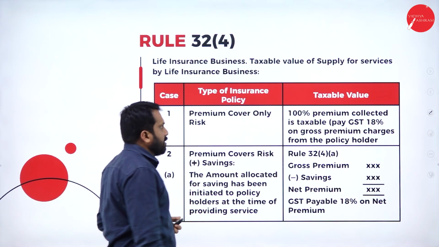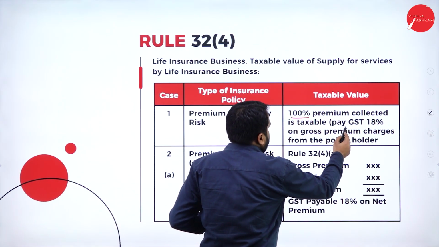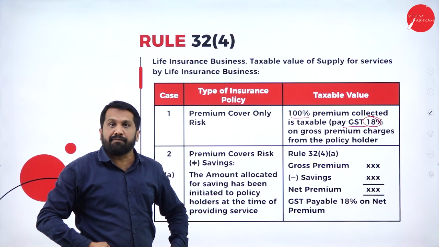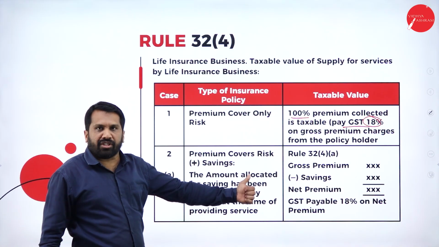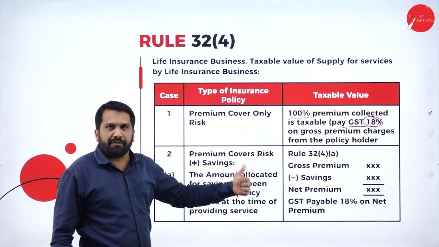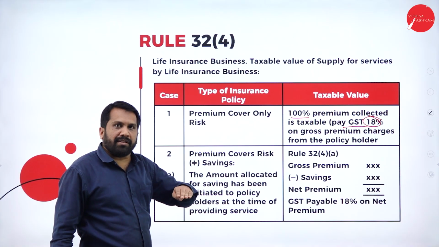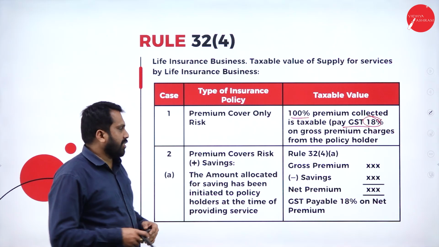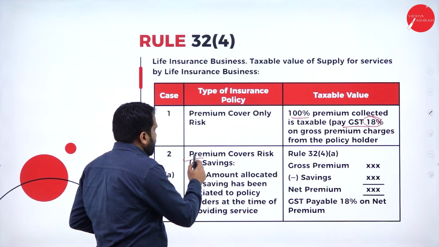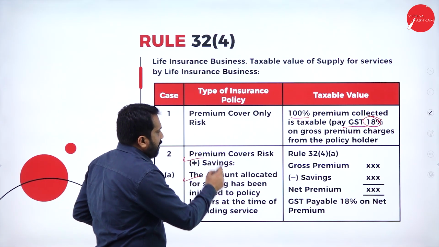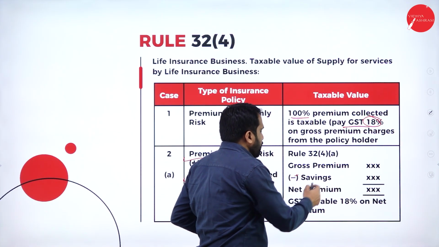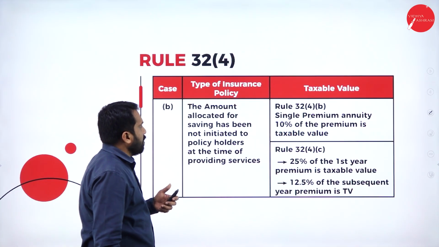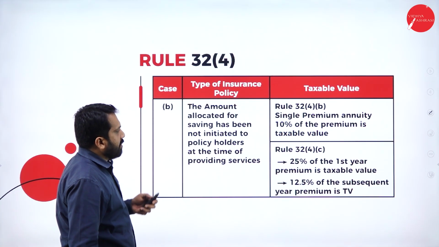Under insurance services, 100% premium collected, pay GST 18%. Now in 2025 they have removed all the GST on insurance, your life insurance and a few insurance for certain limits. But for your examination, you have to consider GST. Now, premium covers risk plus saving. The amount allocated for saving, gross premium minus saving, you will get net premium, on that you calculate 18%. Similarly, you have to remember this percentage.